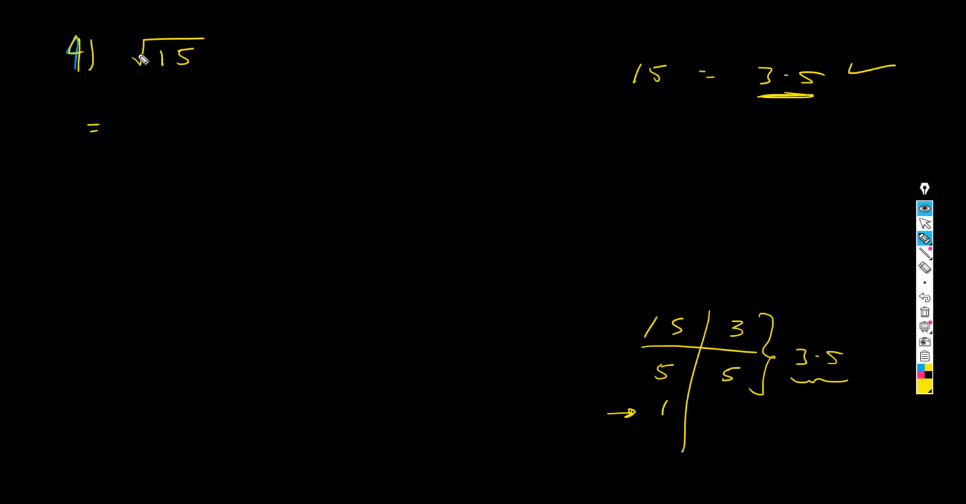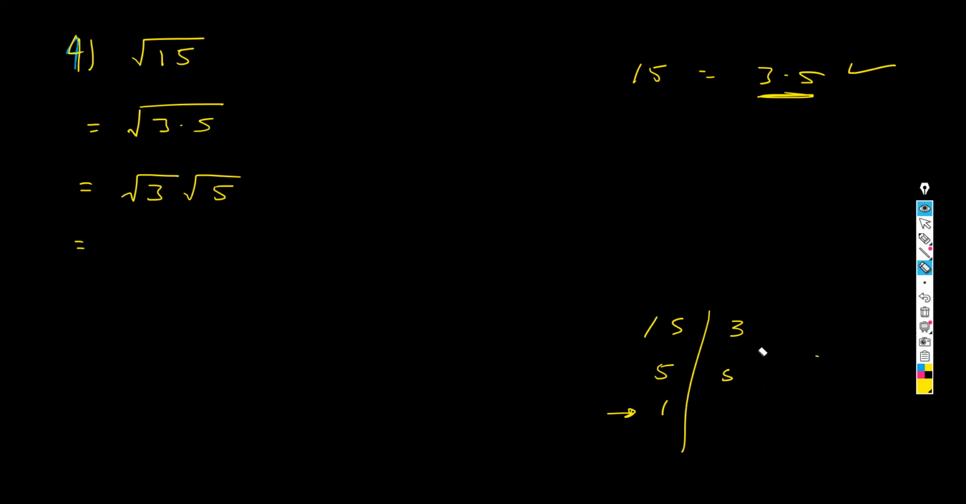Okay, so I'm going to represent the square root of 15 as the square root of 3 times 5. I separate the root. I get this. And now if you notice, there doesn't seem to be anything to do in this case. Okay, we cannot do anything.